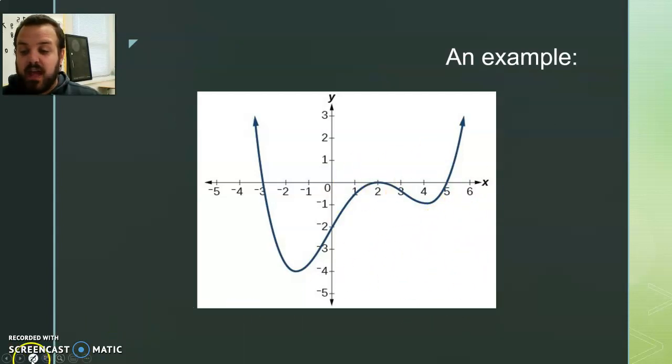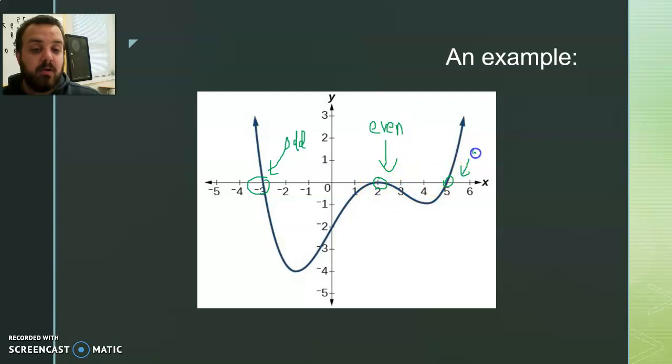Here's a graph. Let's take a look at what we're looking at here. I see 3 different examples of roots. This one right here would be an odd root, and the reason why is because we can see our function goes through to the other side. This one would be an even root. Our function is bouncing at that point and staying on the side that it's on. And this one would be an odd root. It's going through to the other side.